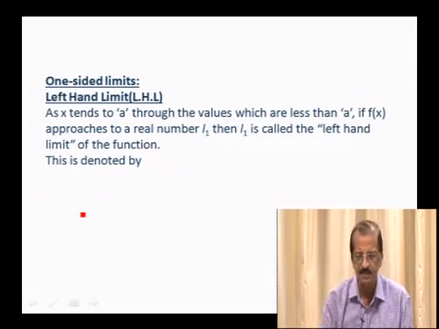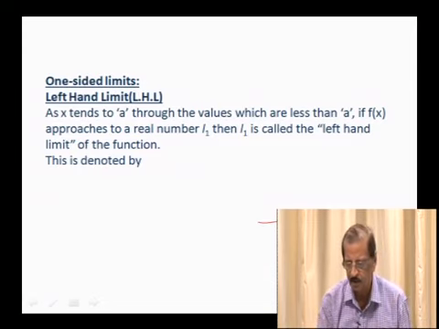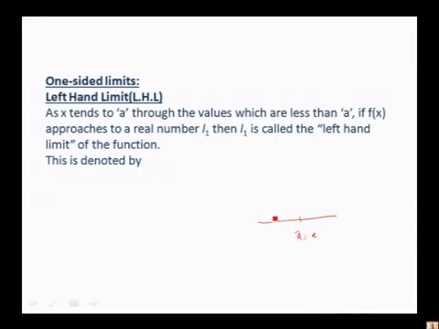One-sided limits: we have left hand and right hand limits. So if you have x equals a here, if you go to a from the left, that is values which are less than a, then we say we are considering the left hand limit. Suppose f(x) tends to L1 as x takes values very nearly equal to a from the left, then it is called the left hand limit, and it is denoted by limit of f(x) as x tends to a minus is equal to L1. So a minus means x tends to a from the left.